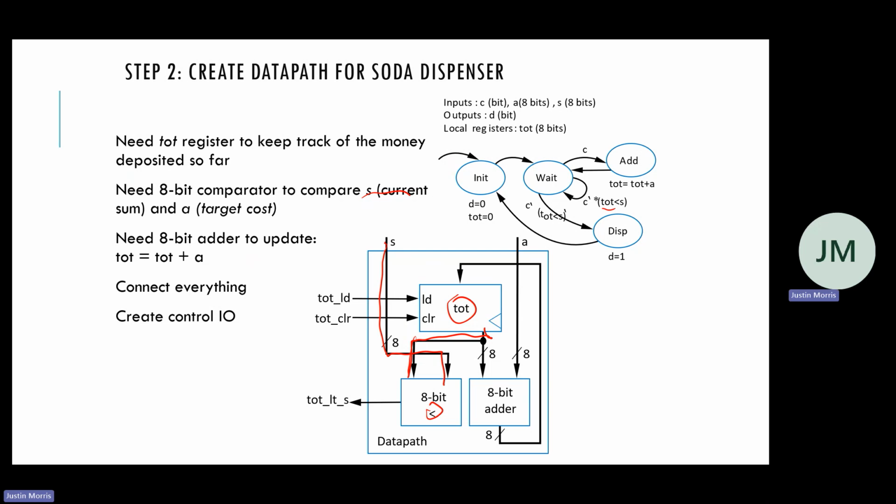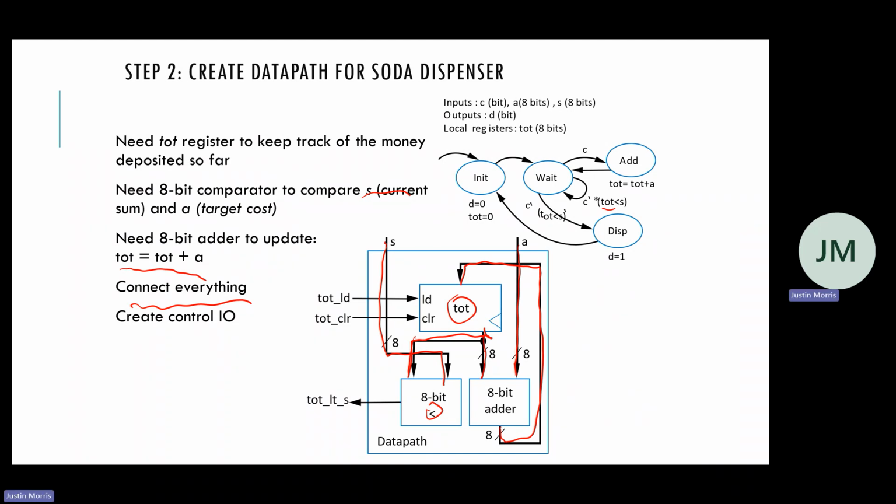And then the other thing that we need to do is from our state machine, we need to be able to add A to total. So one of our inputs to this adder is total. The other input is A. And where does the result go? Back into total. So we connect everything according to the equations from the high-level state machine. Like we are doing this comparison. What are we adding? Where does it go? That defines the connections between these different components.